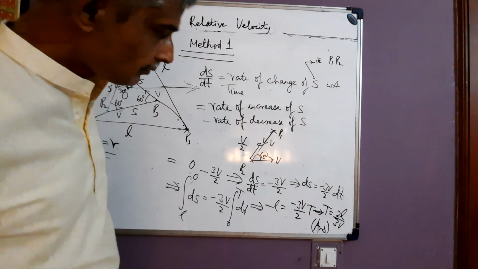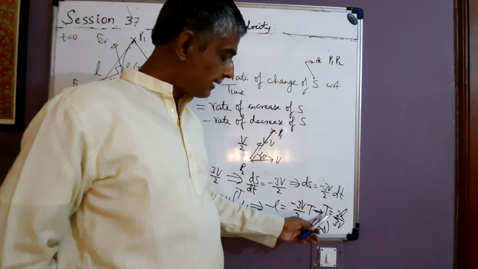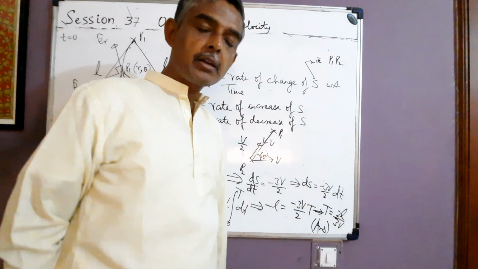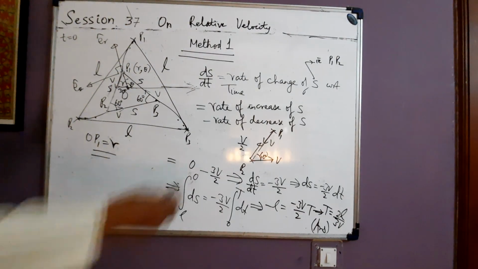Alright. So the points will meet at the center of the triangle after time t equal to 2L by 3V, beginning from the start of the motion. This I have discussed by method 1.